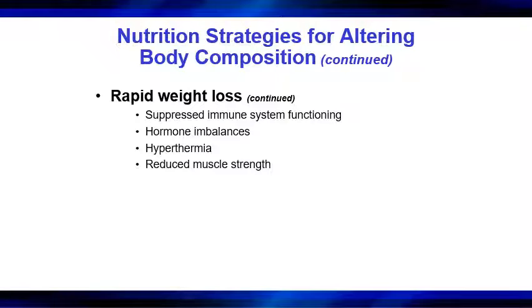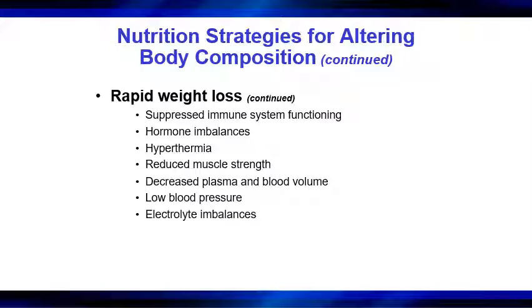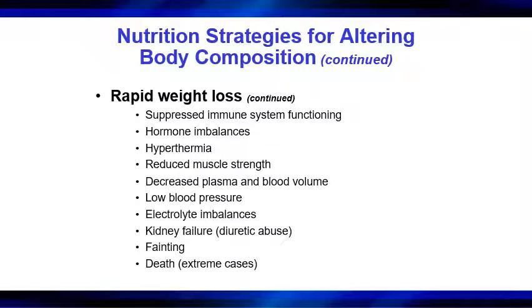And then again, here you go, suppressed immune function. Here we start to look at significant issues as it relates to the cardiovascular system. We look at the endocrine system. Again, you can also possibly, from things like diuretic abuse, have kidney failure. So again, a lot of very significant health issues.